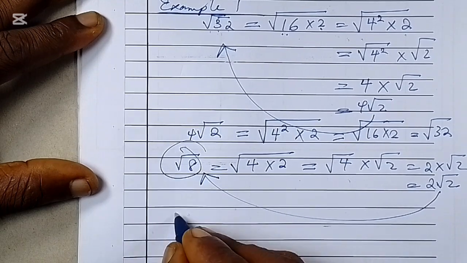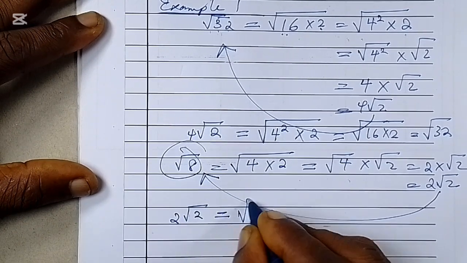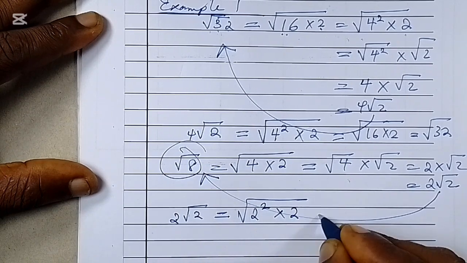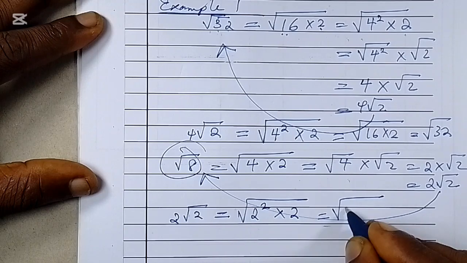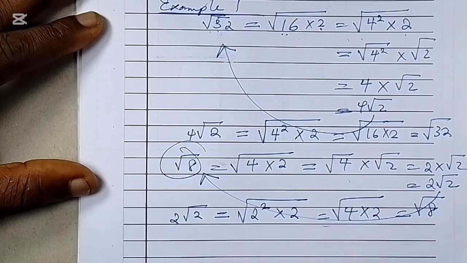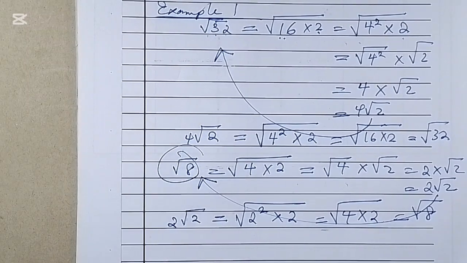Now, what if I wanted to reverse the process back to root 8? All I have to do is to start with 2 root 2, and I will bring the 2 outside into the square root by squaring it, times 2, and that would mean the square root of 2 squared, which is 4, times 2, which will give me the square root of 8. Okay, so that is how simple it is to move from a surd that is not in its basic form to a surd that is in the basic form, and reverse the process also.